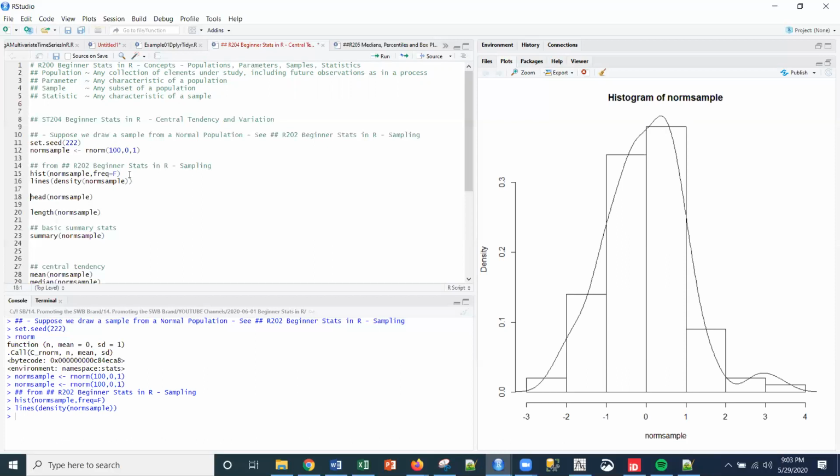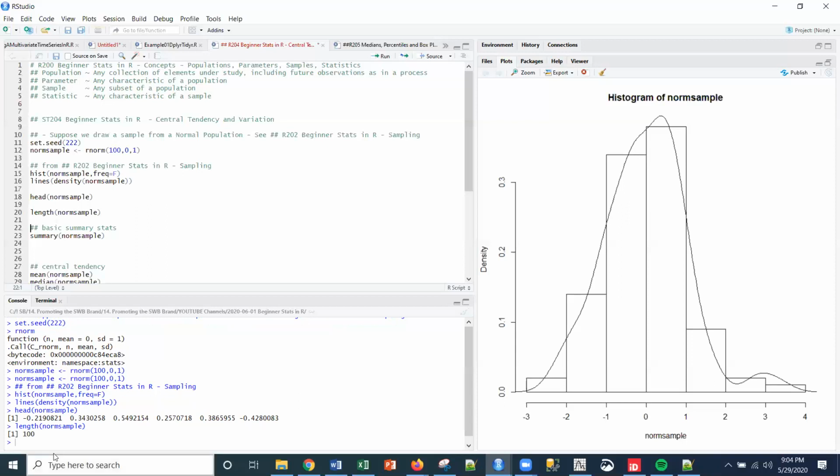And then one of the useful things in R is the head function. If I execute it, holding the control key down and hitting enter as I go through, then in the console I can see the first few observations from this sample. If I want to know the number of observations, which should be 100, I just click on that, and sure enough, I get 100 observations.